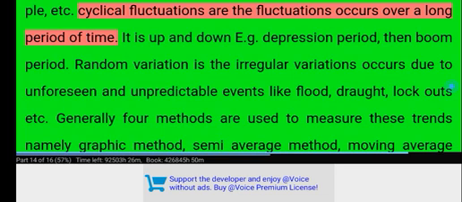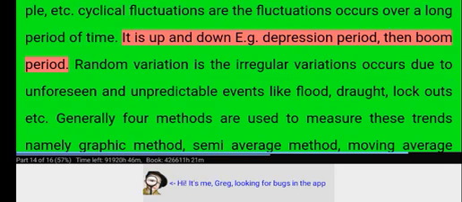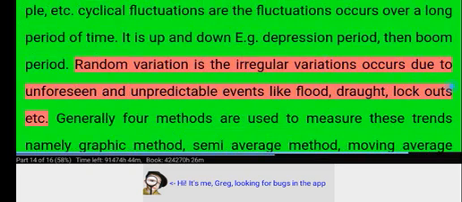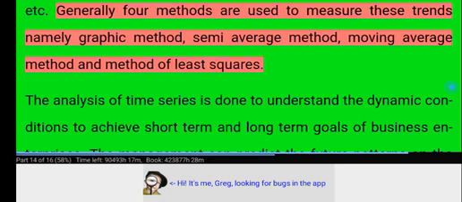Cyclical fluctuations are the fluctuations that occur over a long period of time. It is up and down, e.g. depression period, then boom period. Random variation is the irregular variation that occurs due to unforeseen and unpredictable events like flood, drought, lockouts, etc. Generally 4 methods are used to measure these trends, namely graphic method, semi-average method, moving average method, and method of least squares.